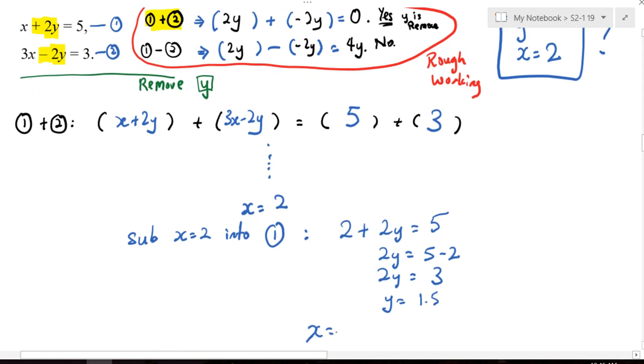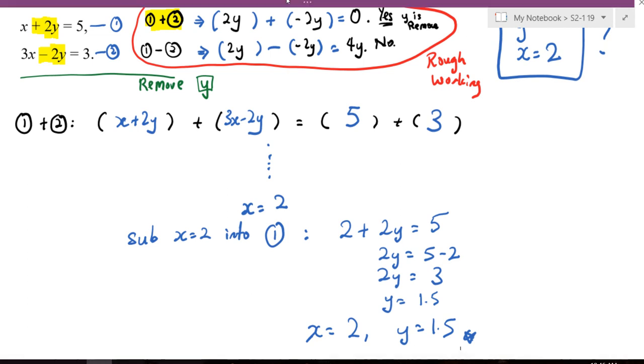Remember to write your final answer, x equals to 2, y equals to 1.5. Now, turn over to next page.